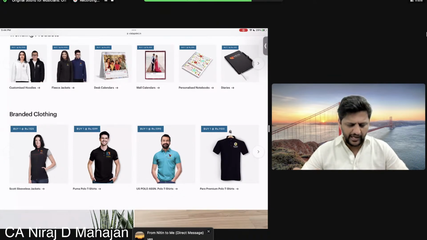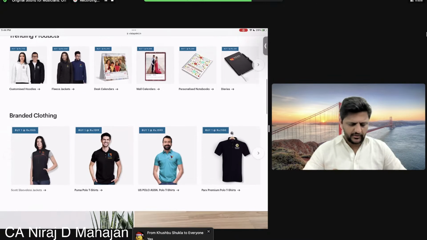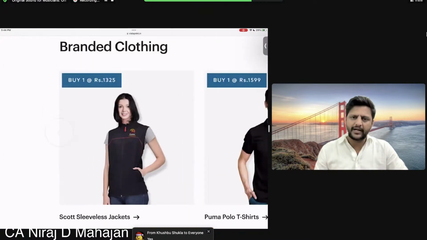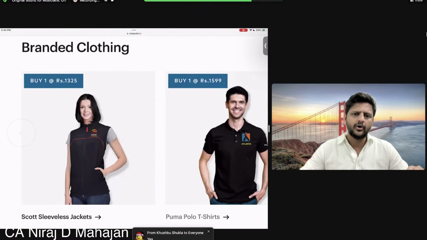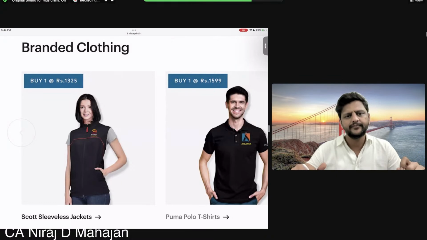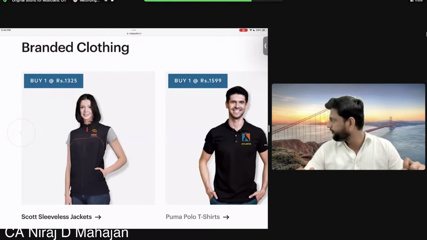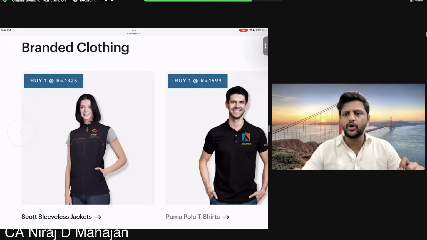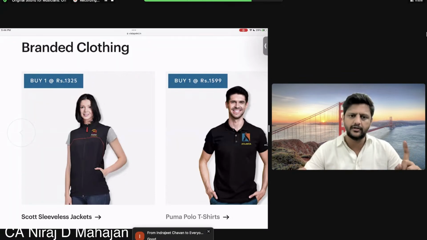This is supply. Look at this, buy one at 1325. This particular jacket, whatever is given over here, is it for printing? Or are you providing the jacket of 1000 rupees? No. Are you getting my point, all of you? So is this supply of service or goods? This is the supply of goods. Clear till here?